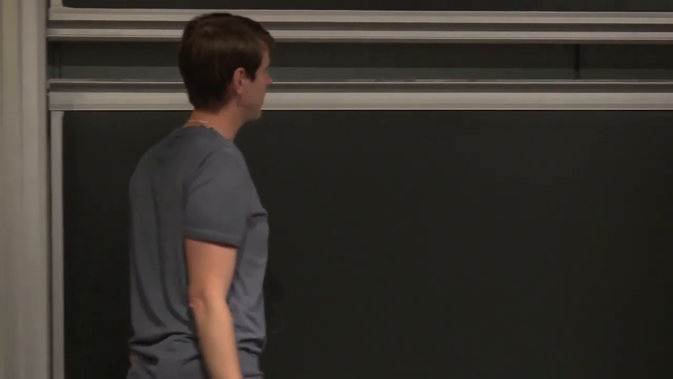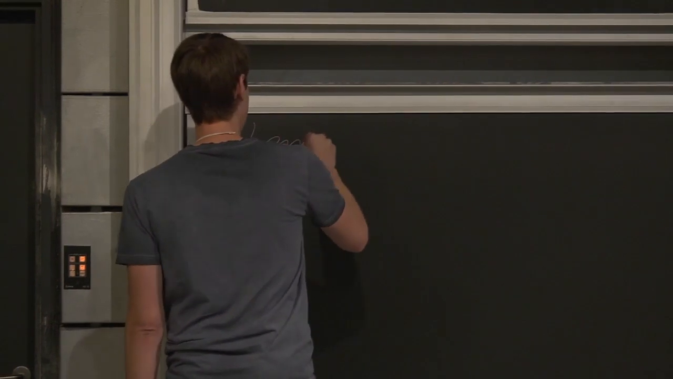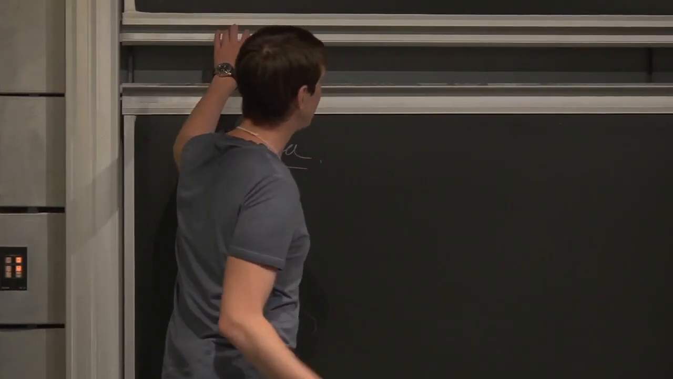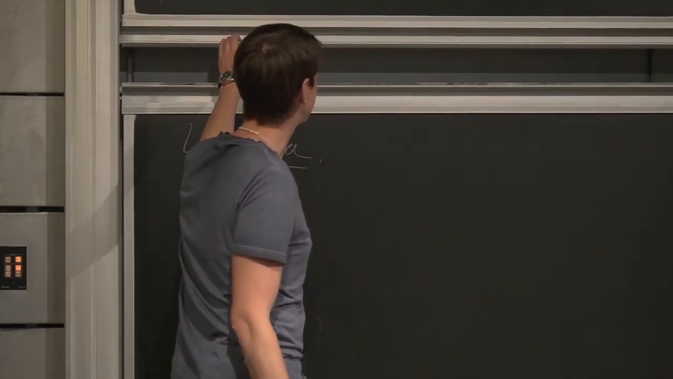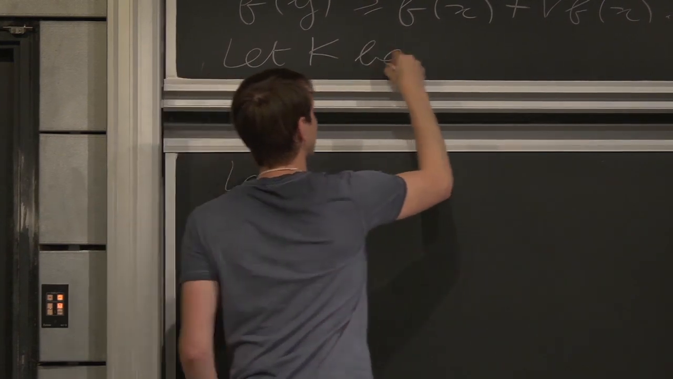Yes, please ask me as many questions as possible. The more questions, the better. OK, so let's start with a very simple lemma about first order optimality for constrained optimization. So let me also let K be a convex set.